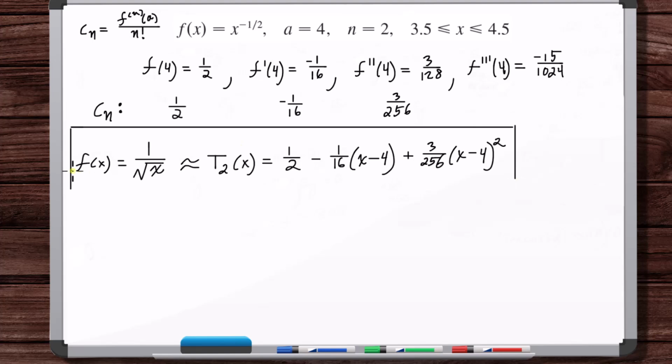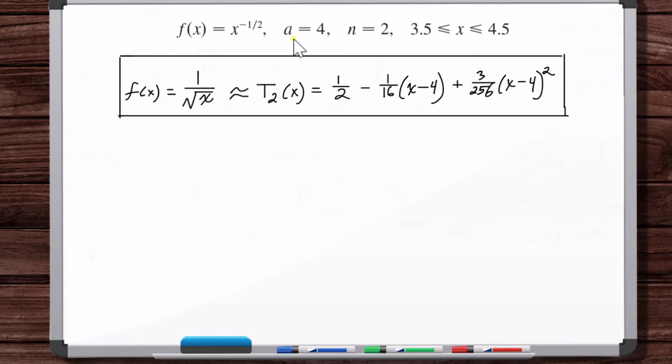In particular, if you stay near the center point, near 4, then whatever x you plug in here, if you're near 4, it's going to be close to what you would get if you plugged that same value in here. That's the idea. Okay. So now we want to use Taylor's inequality to figure out what is the maximum possible error that we can get using this to approximate the function.